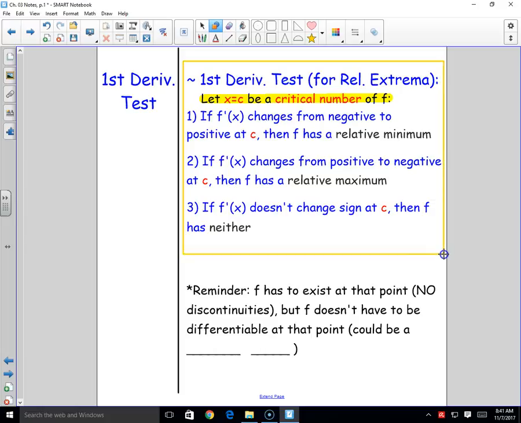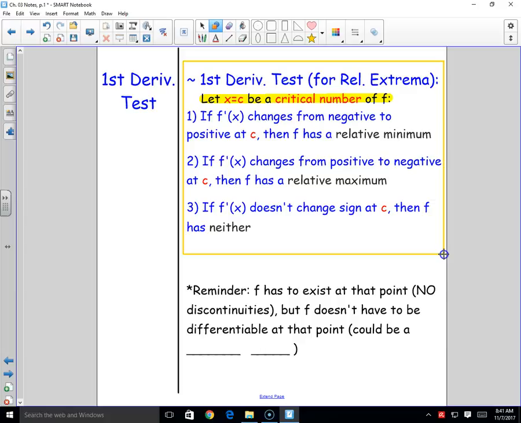Do you include domain restrictions in your sign chart? In your sign chart, yes, but you have to keep in mind they are domain restrictions, which means they cannot be relative extrema. And hence where it starts to get tricky.